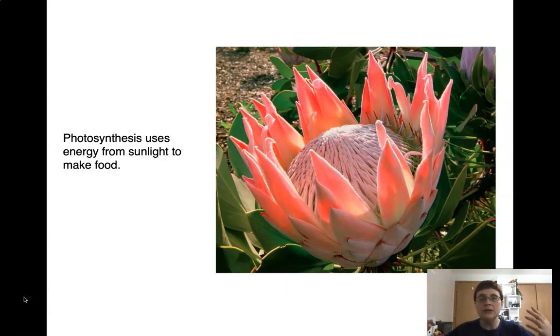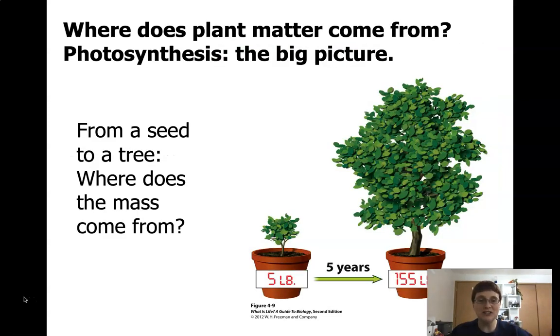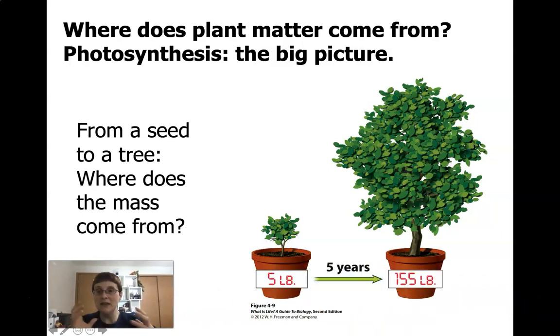So now we're going to look at photosynthesis. Photosynthesis is going to take that sunlight energy, so that kinetic energy, and turn it into food, so chemical energy. We're going to take a look first at a question related to photosynthesis. So this one is to make you think, right? So where does the matter for a plant come from?